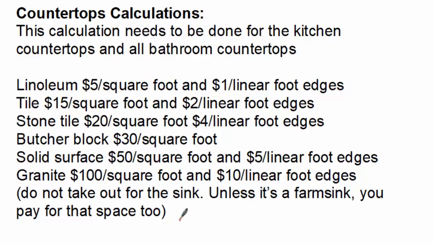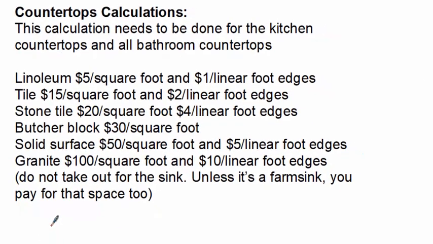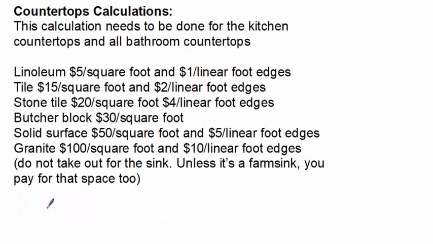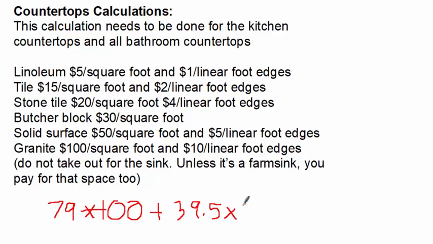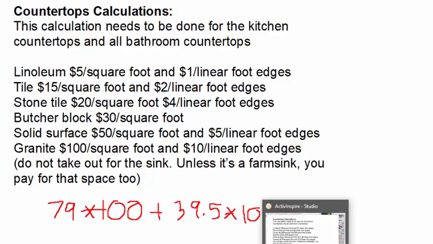So once you have those calculations, if I decide that this is going to be granite, then for granite my calculations are 79 times 100 plus the edging, and the edge is 39.5 times 10. So my kitchen would be $8,295.